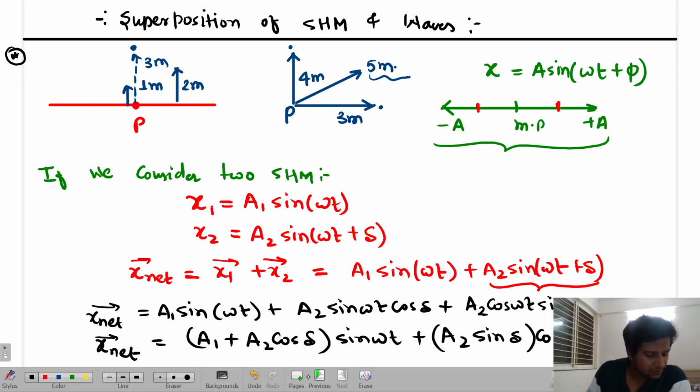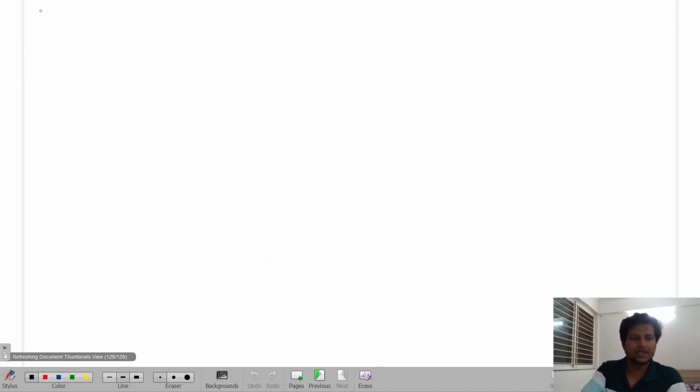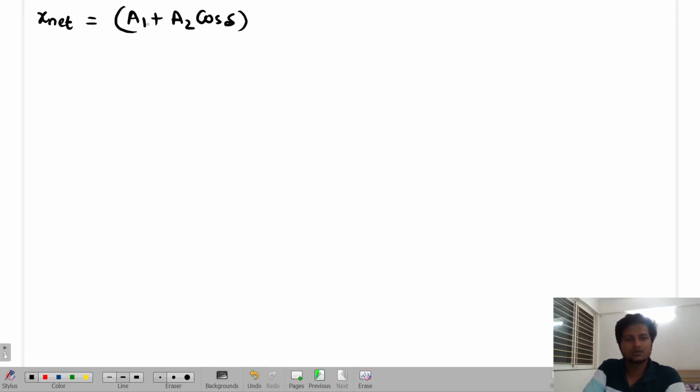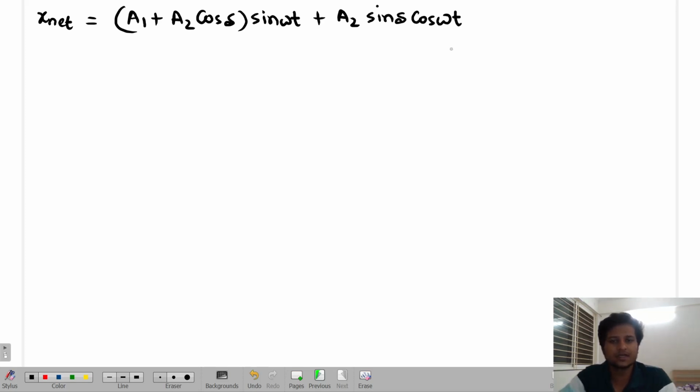Now we'll try to see how this is possible, how to write these equations and all. Okay, so I'll show you one trick to do it. Basically, let's write over here x net is equal to (a1 plus a2 cos delta) sin omega t plus a2 sin delta cos omega t. Is that clear?